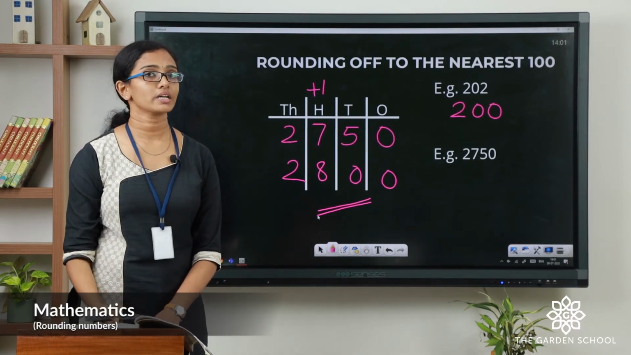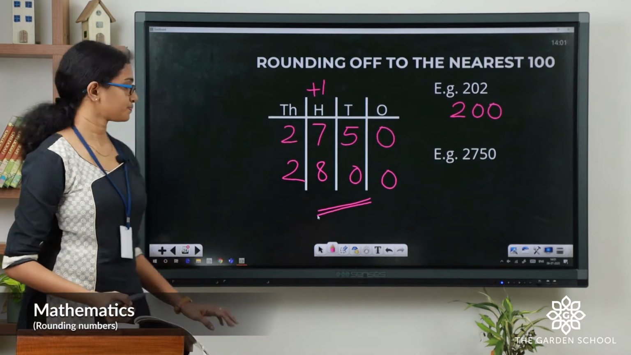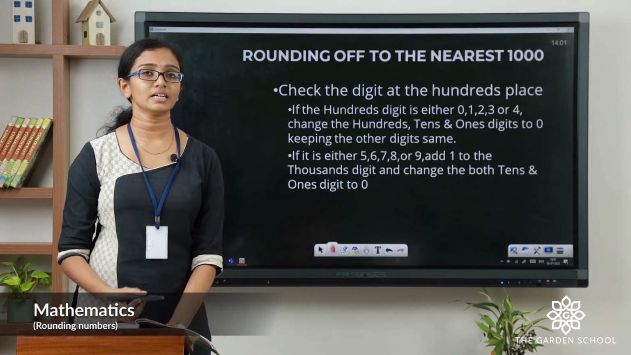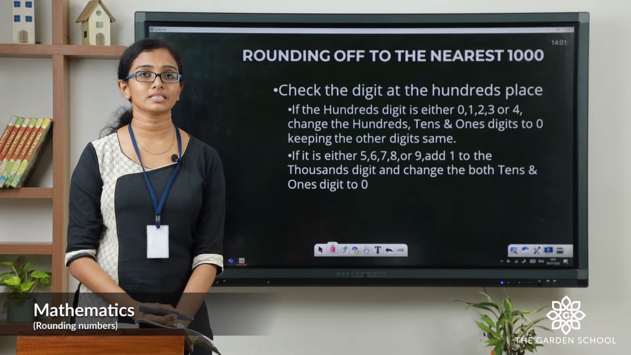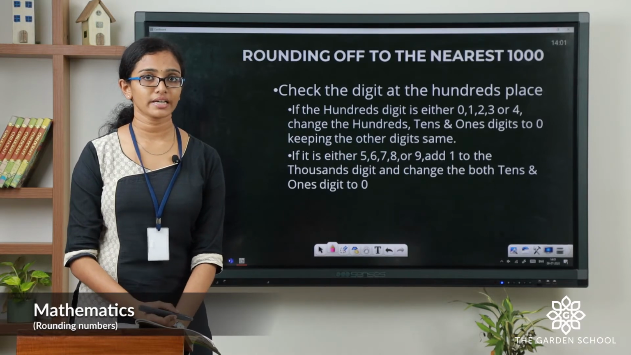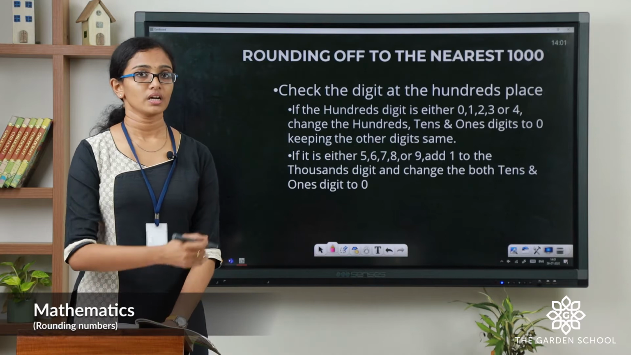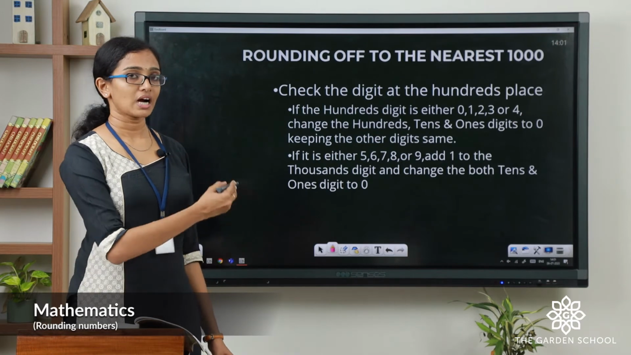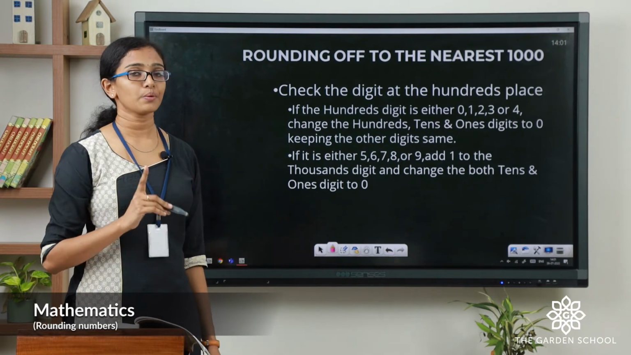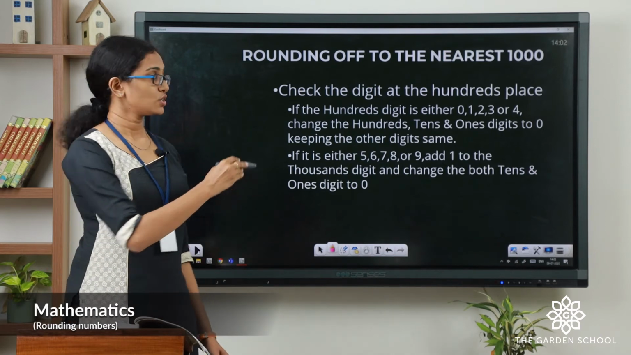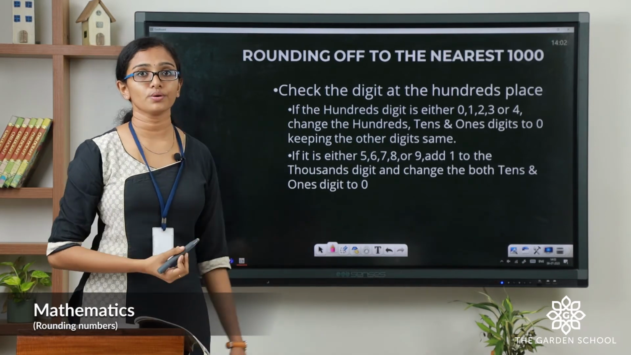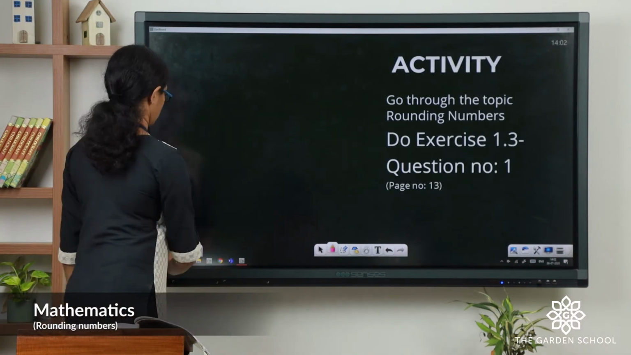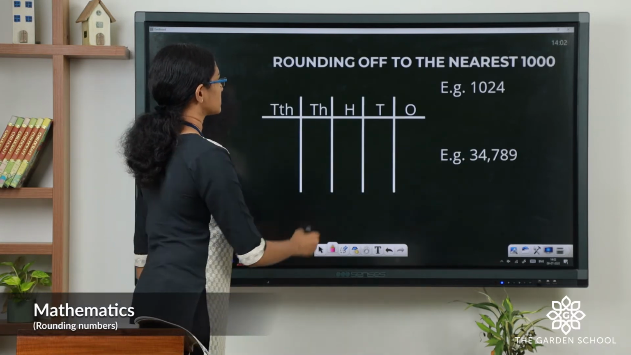Now, let's see how we can round off a number to the nearest 1000. When you are rounding off to the nearest 1000, the rounding digit is the thousands digit and we have to check the digit in the hundreds place. If the hundreds place is less than 5, change the hundreds, tens and ones digits to zeros and keep the other digits same. If the hundreds digit is 5 or more than 5, add 1 to the thousands digit and change the tens, ones and also hundreds place to zeros. Let's see that with examples.